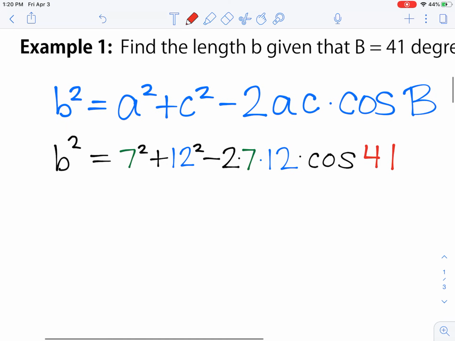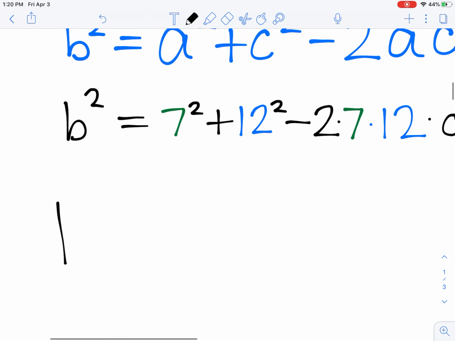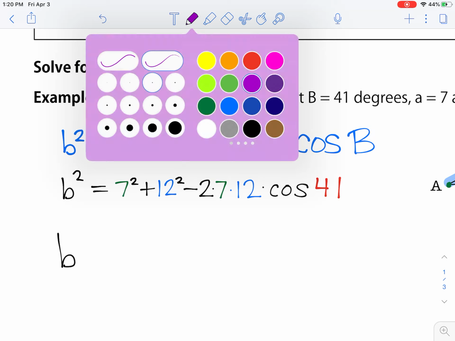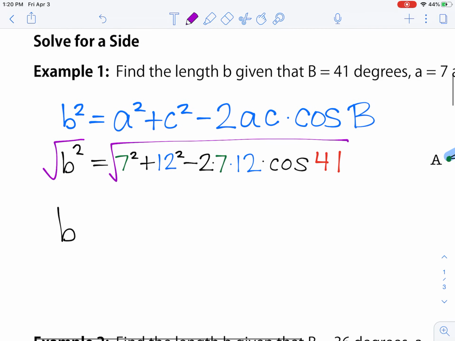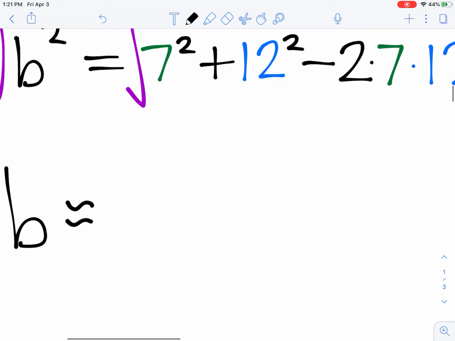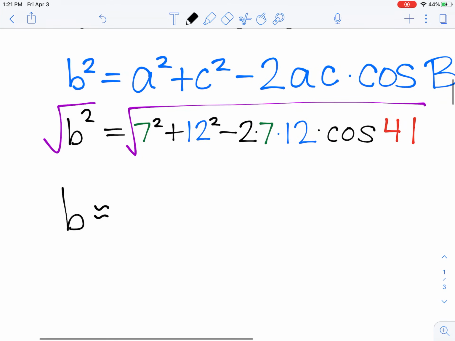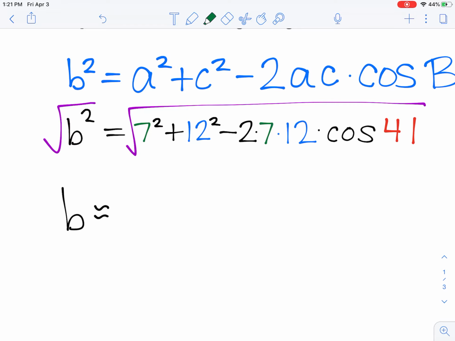Now, solving for the side is actually quite simple. Before we do any calculations, we know that the inverse of squaring something is to take a square root. So what we like to do so that we can get B by itself is take the square root of both sides. I'm doing this now instead of later because we can enter this all into the calculator at one time. So in our calculator, we're going to enter the square root of this entire radicand here.